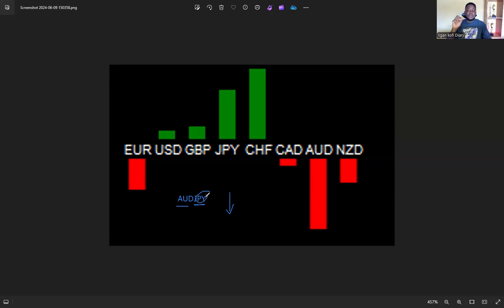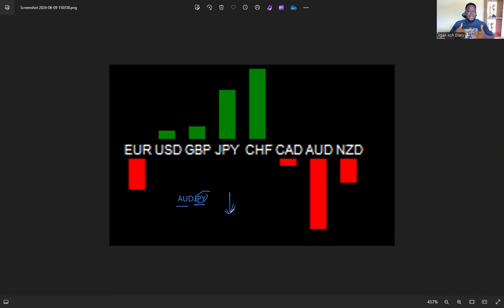So whenever the quote currency is strong and you have a currency pair like AUD JPY, where the JPY is the strongest, you are supposed to be looking for a sell opportunity. Does this make sense? Because whenever the base currency is weak and the quote currency is strong, the quote currency, which is the second currency, will try to push the base currency down. Their direction will be downwards.